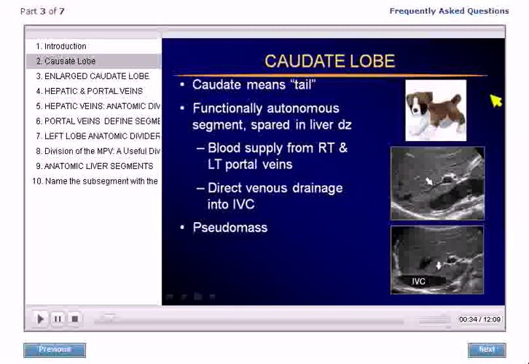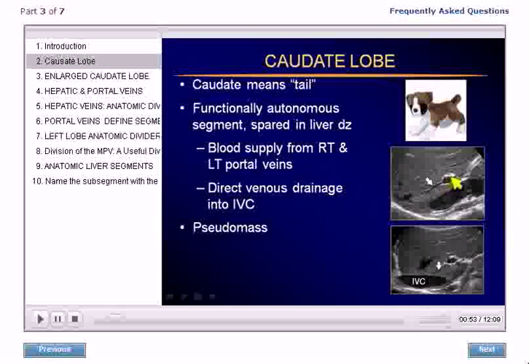Now we pay attention to the caudate lobe because the caudate lobe is functionally an autonomous segment. And it has often been said that it is spared in liver disease. It has its own blood supply. It takes blood supply from the right and the left portal veins.